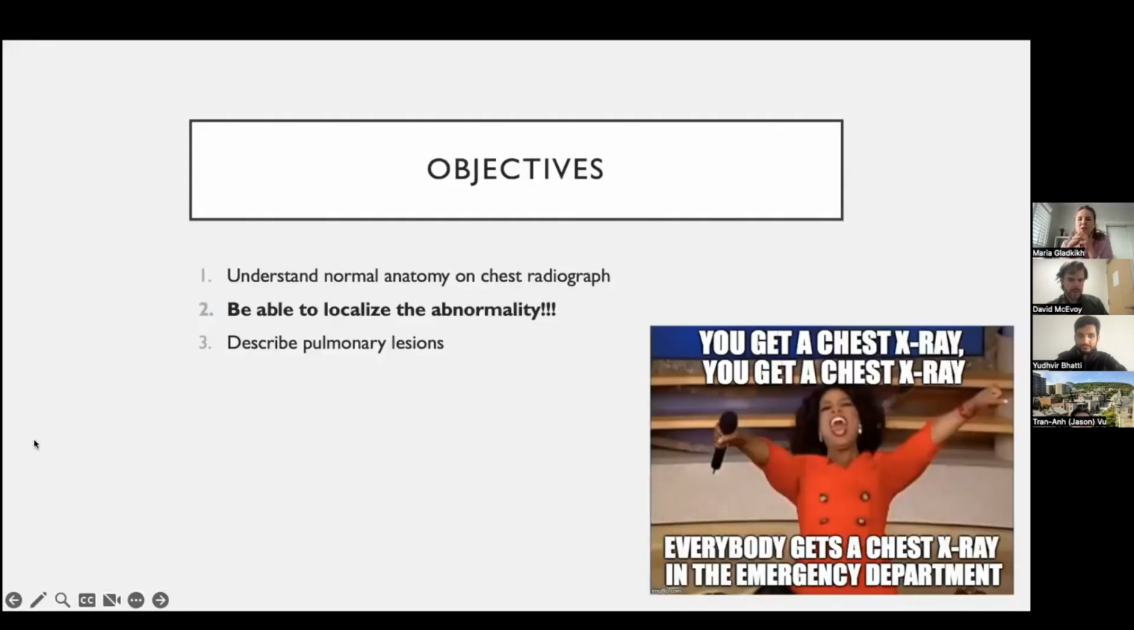Okay, there you go. So my objectives for you guys today for these two cases are to be able to understand normal anatomy on a chest radiograph, which I'm sure you probably know, but just to hammer it down, mostly because sometimes you look at it and you're like, yeah, I think I know what that is, but do I really know what that is? Probably not. Be able to localize the abnormality on a chest x-ray and then describe what pulmonary lesions look like. So basically give you some tools in your descriptive toolbox to be able to describe a chest x-ray if you need to do that during medical school or residency.